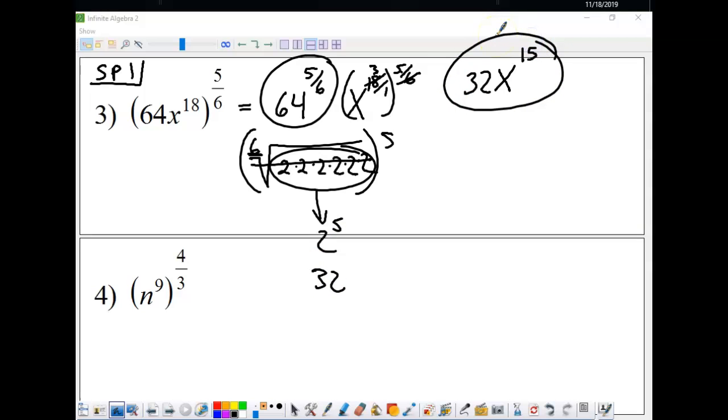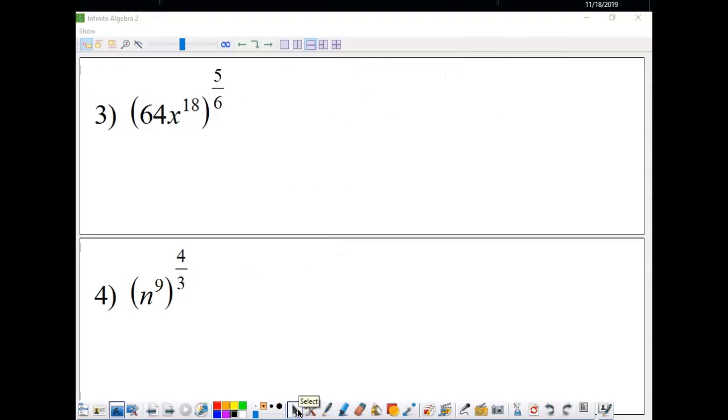That was part of Friday's lesson. All right, as for number 4. Kendall, what'd you get for number 4? N to the 12th is right. For this one, 9 times 4 is 36, divided by 3 is 12, so n to the 12th. All right. So that's simplifying expressions with rational exponents.